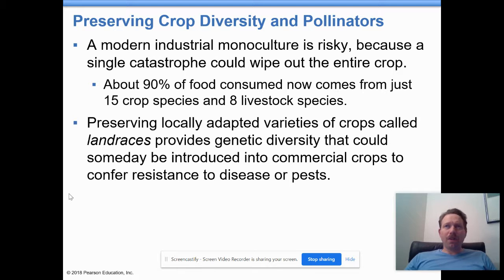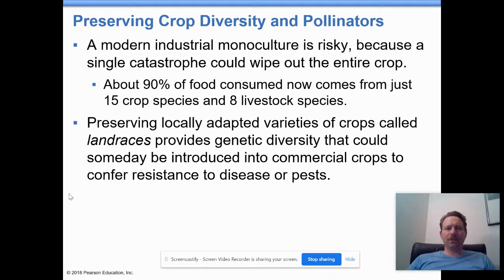With all of this in genetically modified organisms, we've been talking about those, there is eventually this concern that you might actually run out of the original source of the DNA. And so we are right now preserving crop diversity and organism diversity and pollinators as much as possible. But about 90% of our food consumed now comes from just only 15 crop species and 8 livestock species. It's unbelievable. This is a huge decrease.